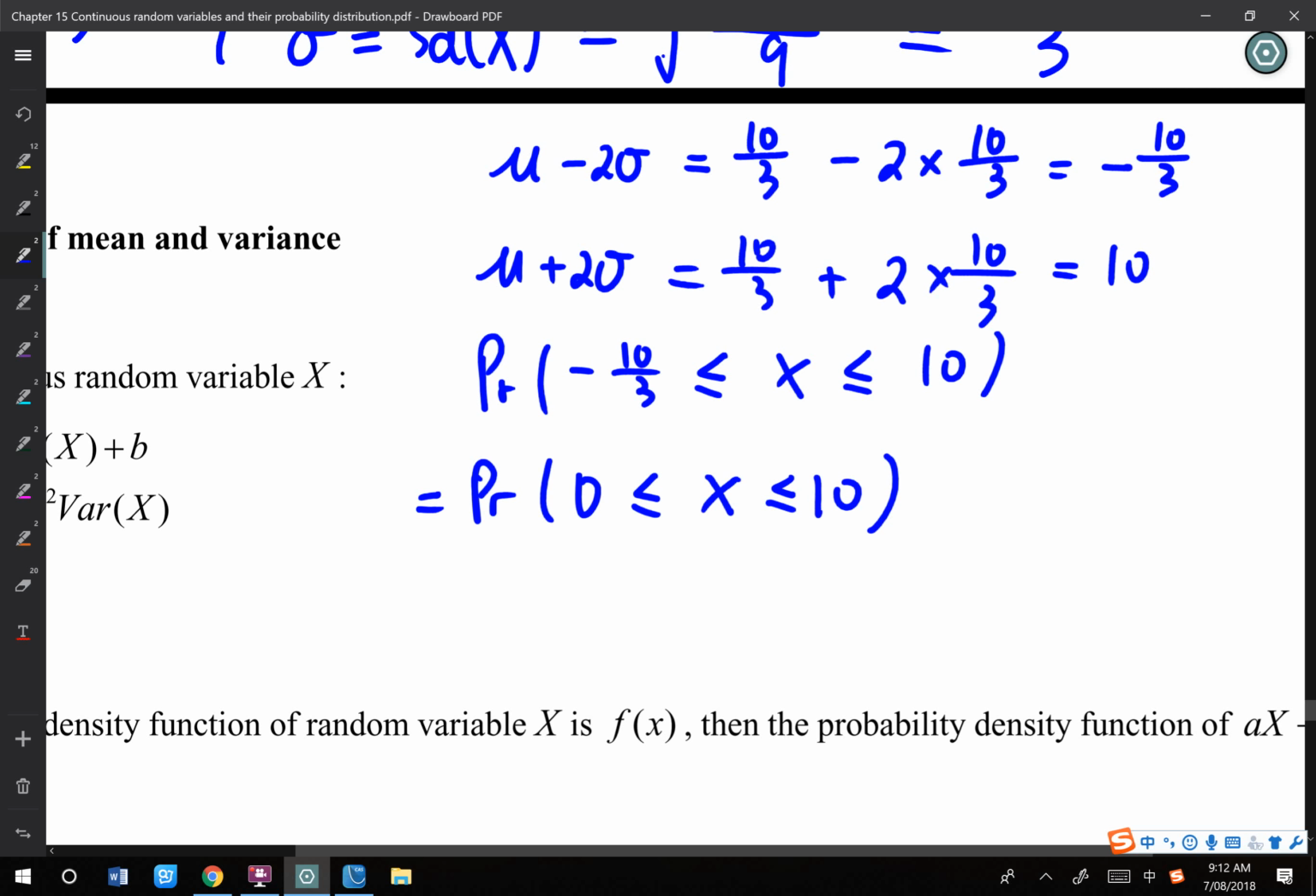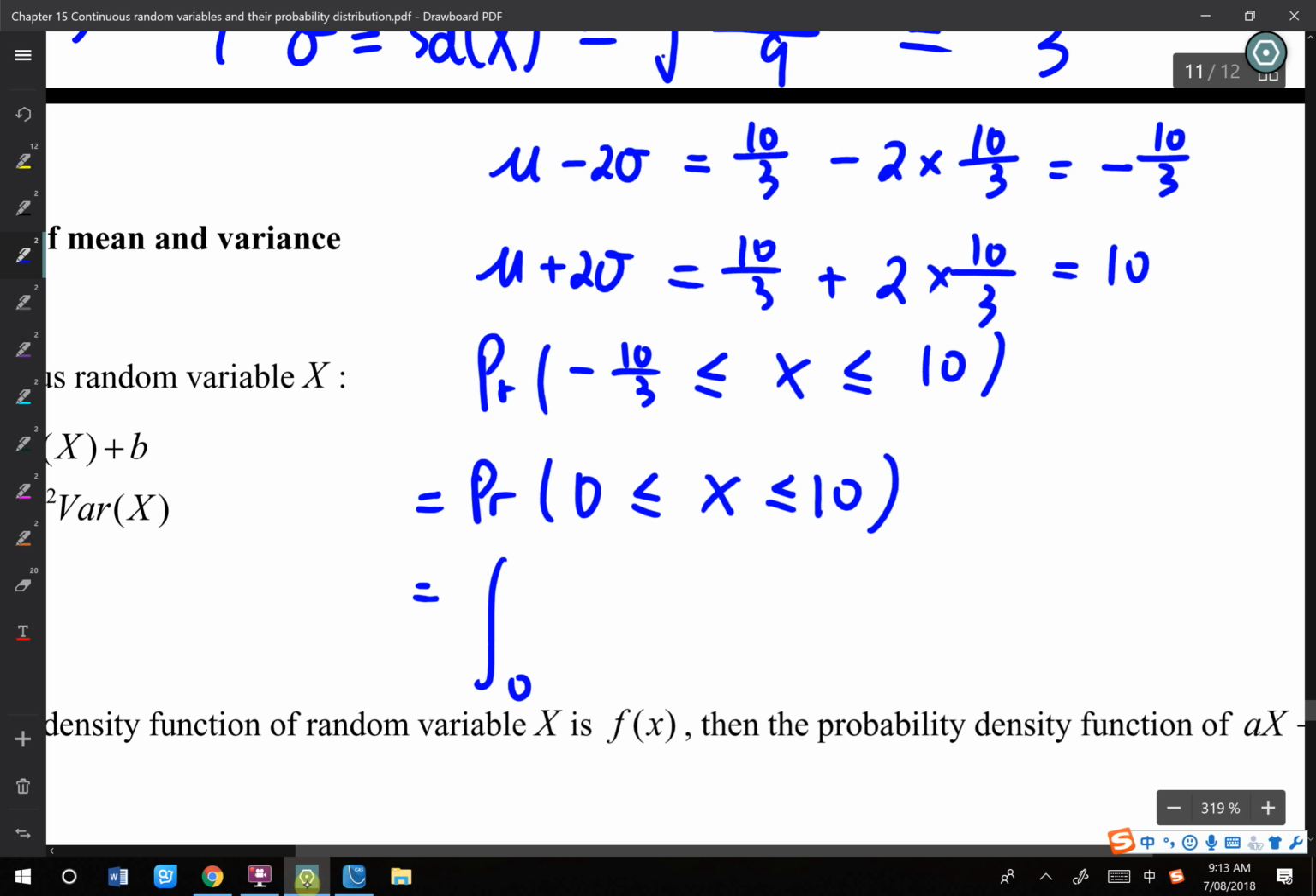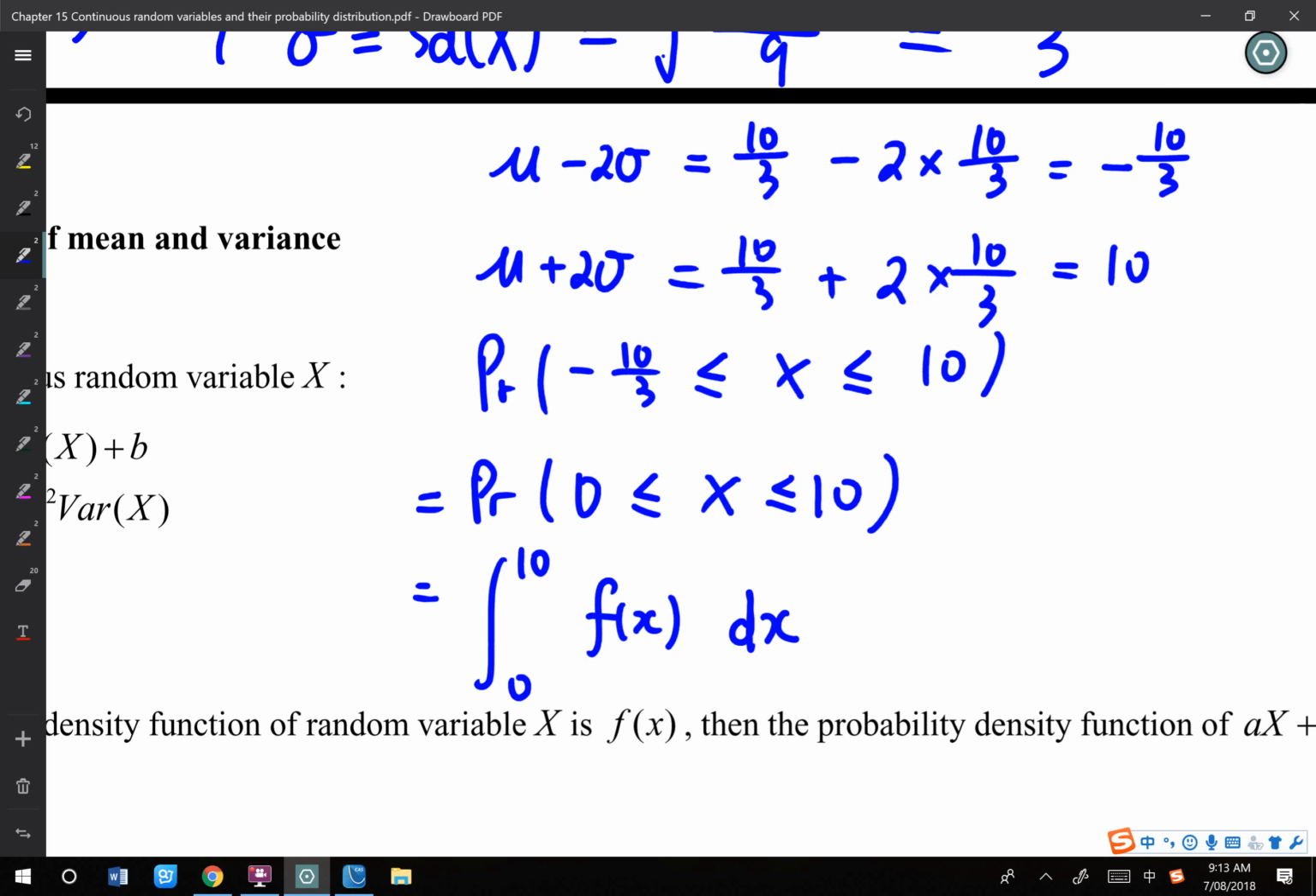You need to be aware of your domain when you do continuous random variables. Okay, the domain is so important. For binomial, you still need to be aware of your domain. You still need to change it to the inside integer values. So after that, it is just the integral from 0 to 10 of f(x) dx. It's just 0 to 10, the area under the curve from 0 to 10.